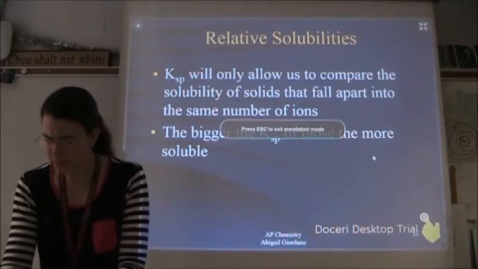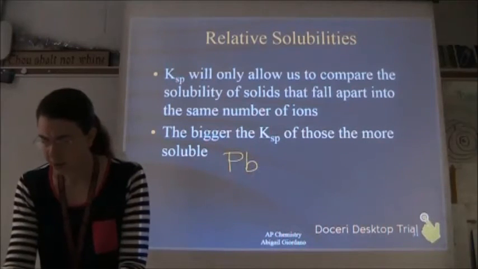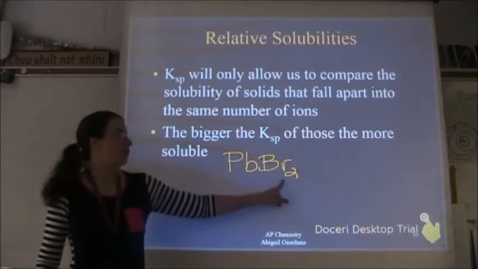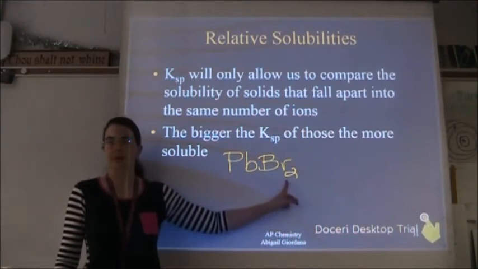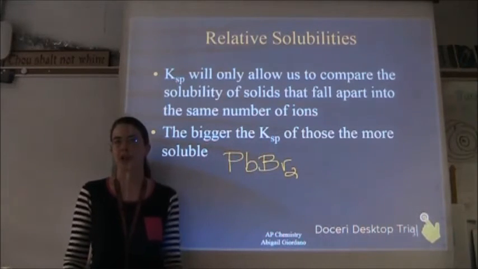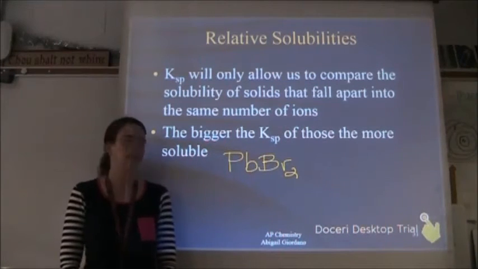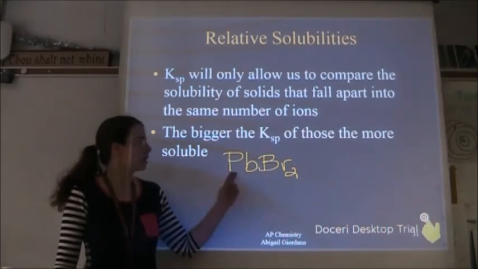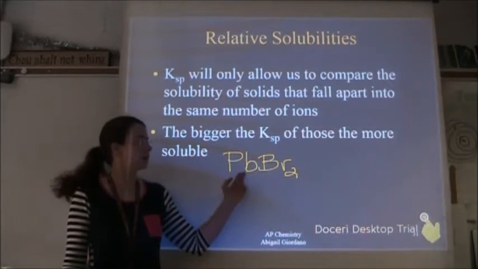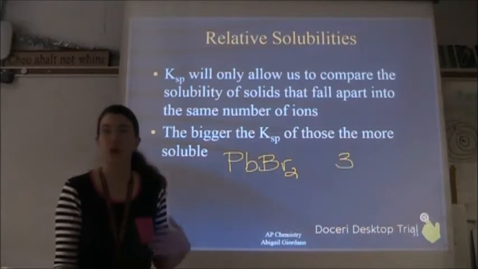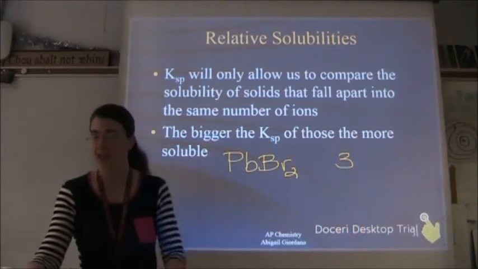Well, for example, when this salt breaks down, how many ions are on the product side? How many pieces? 3. 1 lead ion and 2 bromides. Okay, that falls apart into 3 pieces.